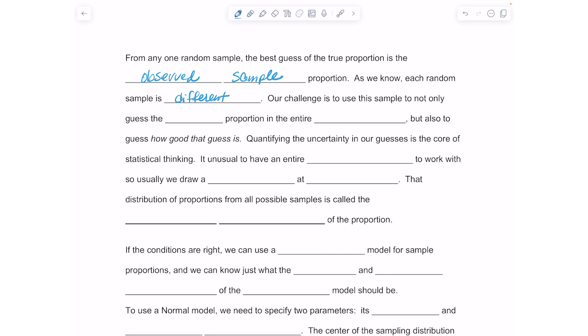Our challenge is to use the sample to not only guess the true proportion, because that's what we're interested in, the entire population, which we know is difficult, if not impractical, to find information about without taking good random samples, but also to guess how good that guess is. Quantifying the uncertainty in our guesses is the core of statistical thinking. It's unusual to have an entire population to work with, as I just said. So usually we draw a sample at random.